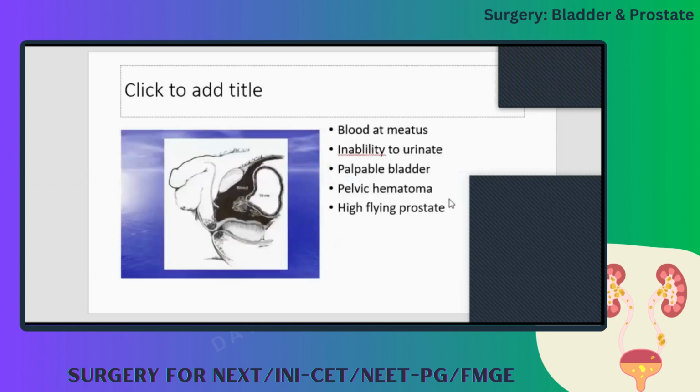So urethral injury. What are the classical findings? There will be blood at the tip of the meatus. The patient will be unable to urinate. The patient will have a palpable bladder. There will be a pelvic hematoma collection. High flying prostate: on doing PR, because of the hematoma, the prostate is displaced somewhere else. So these are all indicators for urethral injury. Blood at the meatus, inability to urinate, palpable bladder. These are the three classical things. The bladder is full, but because the urethra is injured, he is not able to pass urine.